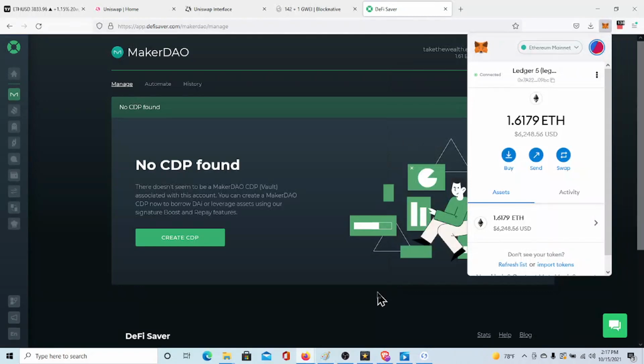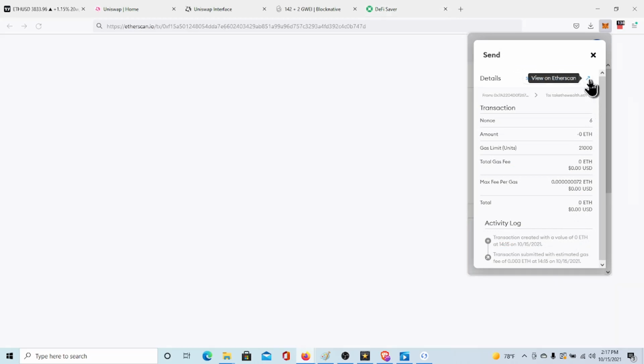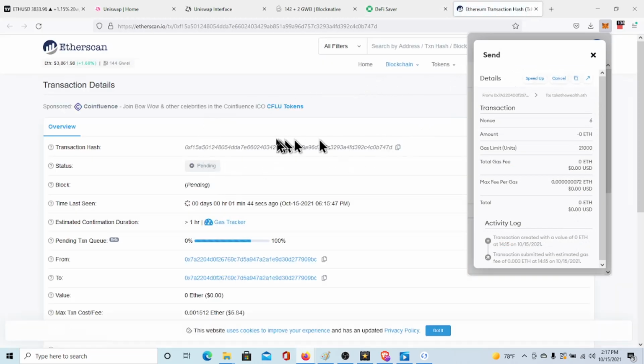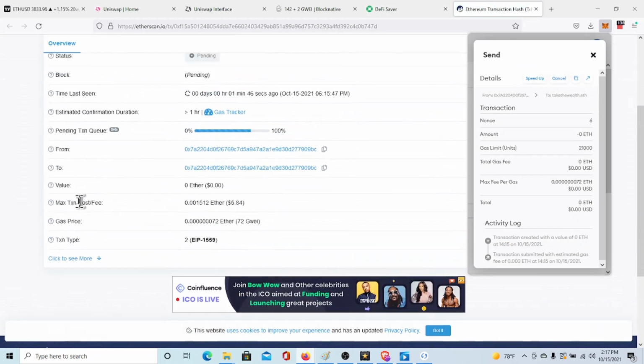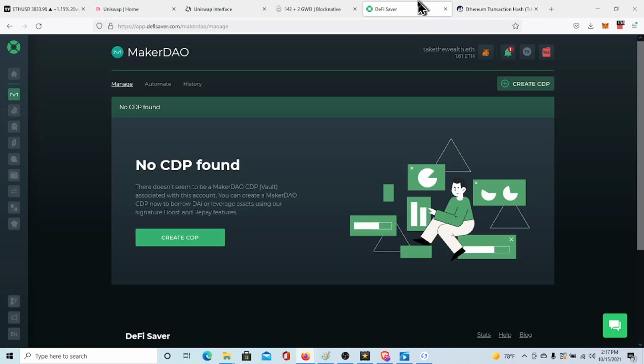So I also want to show you guys how to speed up and cancel a transaction. Now hopefully you won't need to speed up a transaction given all the stuff we just learned, but on the off chance, sometimes things happen, you need to speed up, or you made a mistake and you need to cancel a transaction, here's how you do that. So you can see here this transaction is pending on Etherscan, right? You can see all the info.